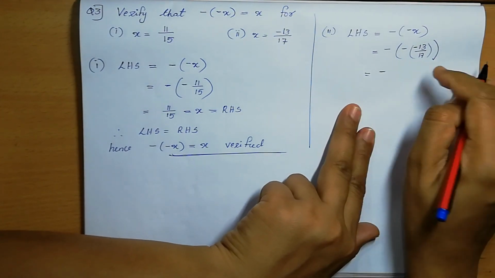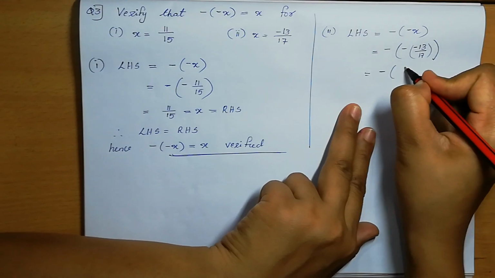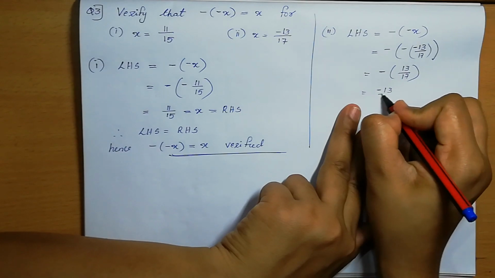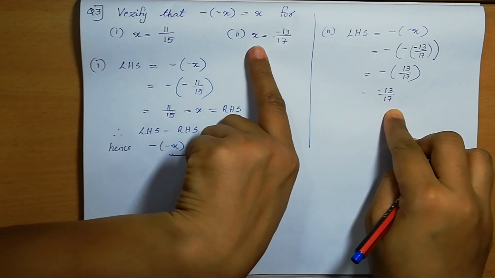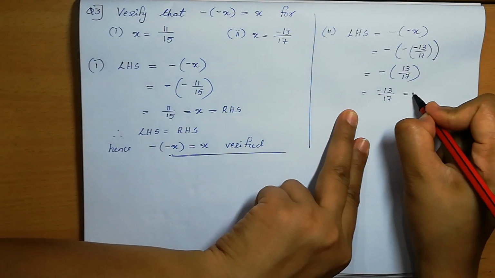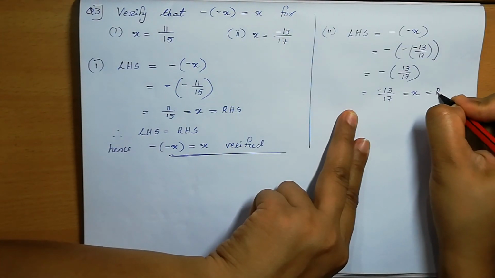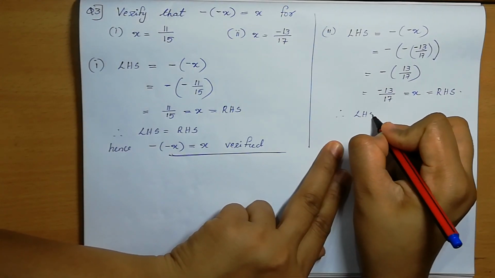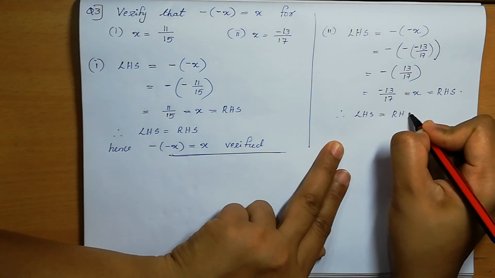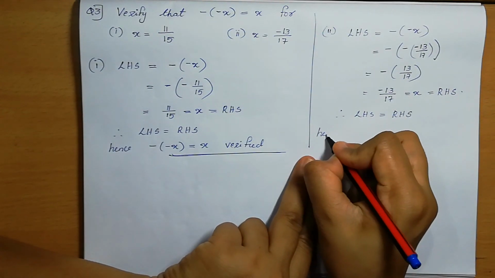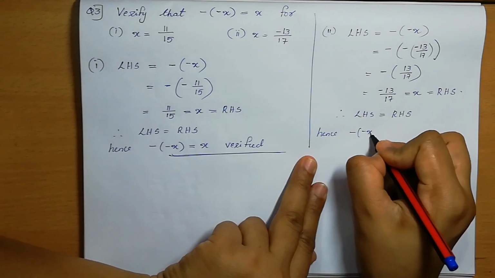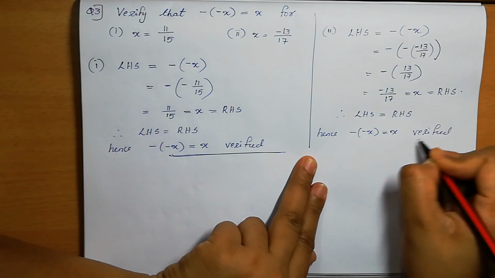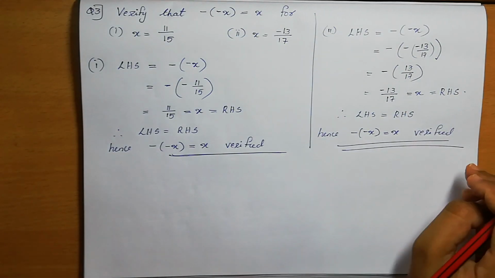Correct. So minus, this minus plus. So in bracket this becomes 13 by 17. That means minus 13 by 17. Minus 13 by 17 equal to what? x. Equal to x. x means what? RHS. Correct. Therefore what can we write? Therefore LHS equal to RHS. Hence minus of x equal to x verified. Correct. This is the answer.